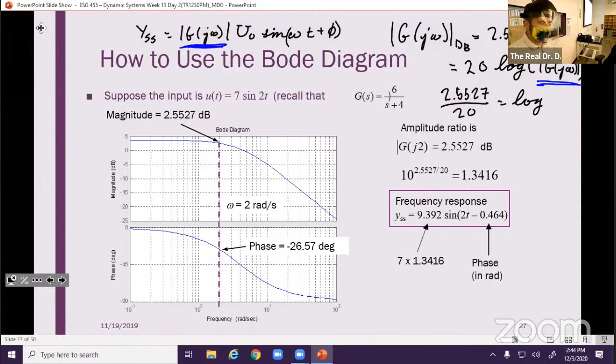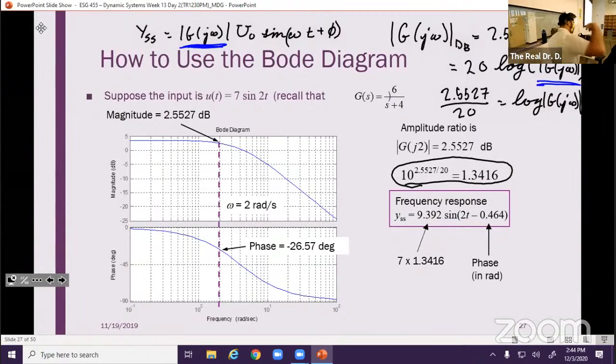Times log of g of j omega. And then I have to raise it, take everything to the 10. So raise everything, or I have to give everything a 10 to the power of whatever, right? And raise everything to that power because log is base 10. And if I do that, I'm left with this equation here, right?